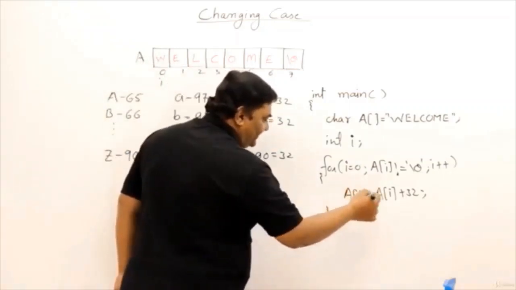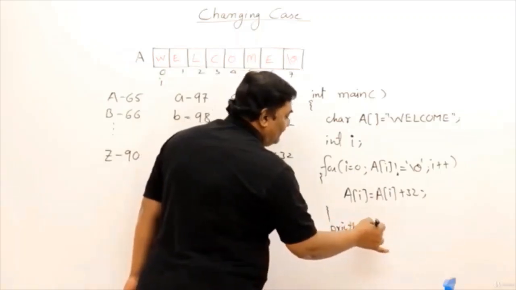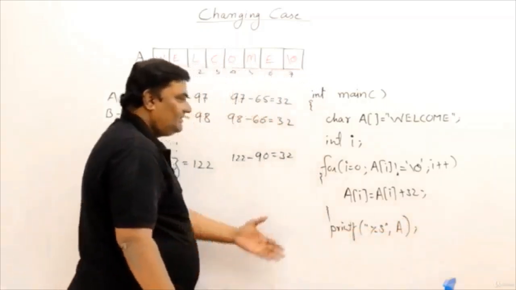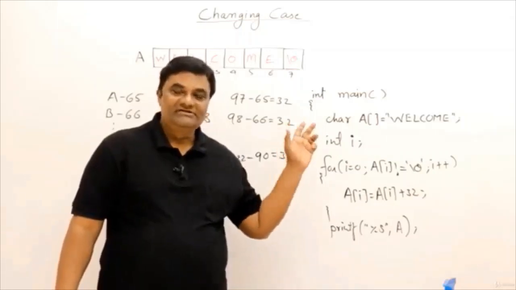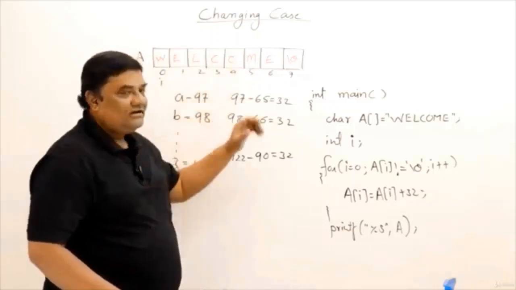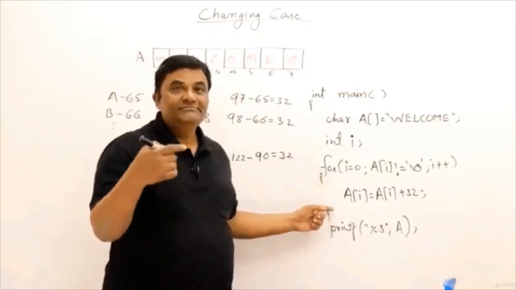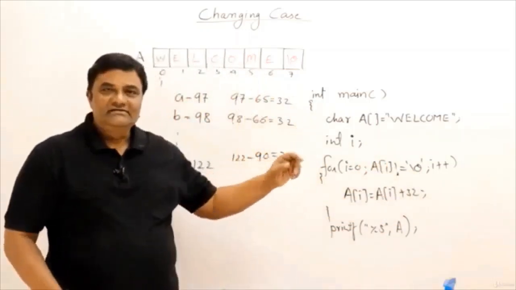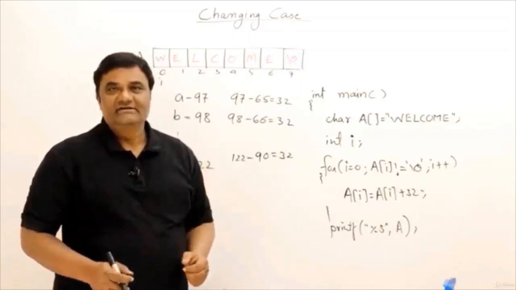Then after finishing this, I will print the string. So printf("%s", A). That's it. I can get a display of lowercase alphabets for the string WELCOME. We have already seen how to scan through, or traverse, a string using a for loop in previous videos. So I'm scanning through, and while going through all the characters, the only thing I am doing is adding 32, so it is becoming lowercase.